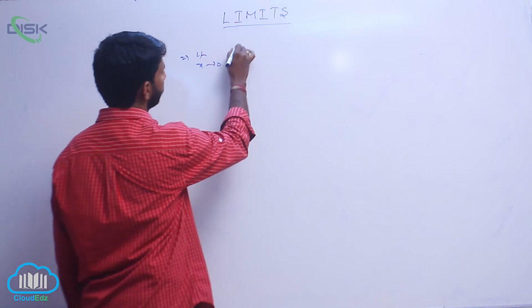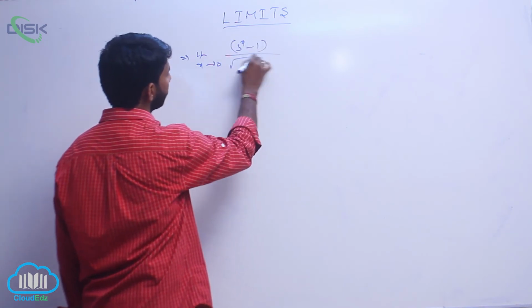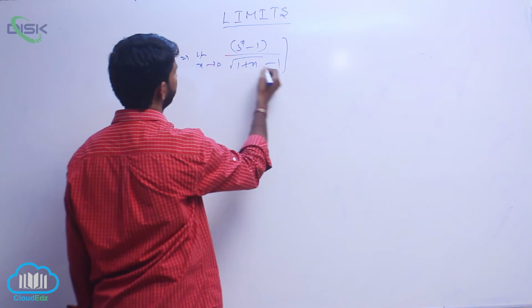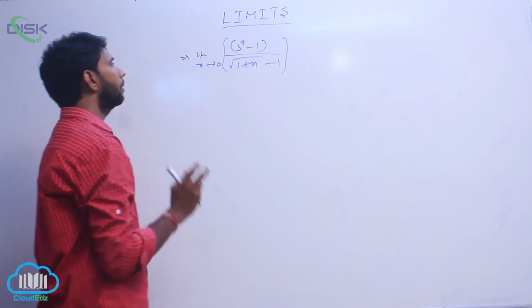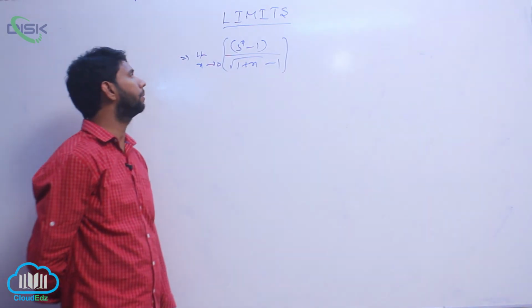Next: limit as x tends to 0 of (3 power x minus 1) by (square root of 1 plus x minus 1).